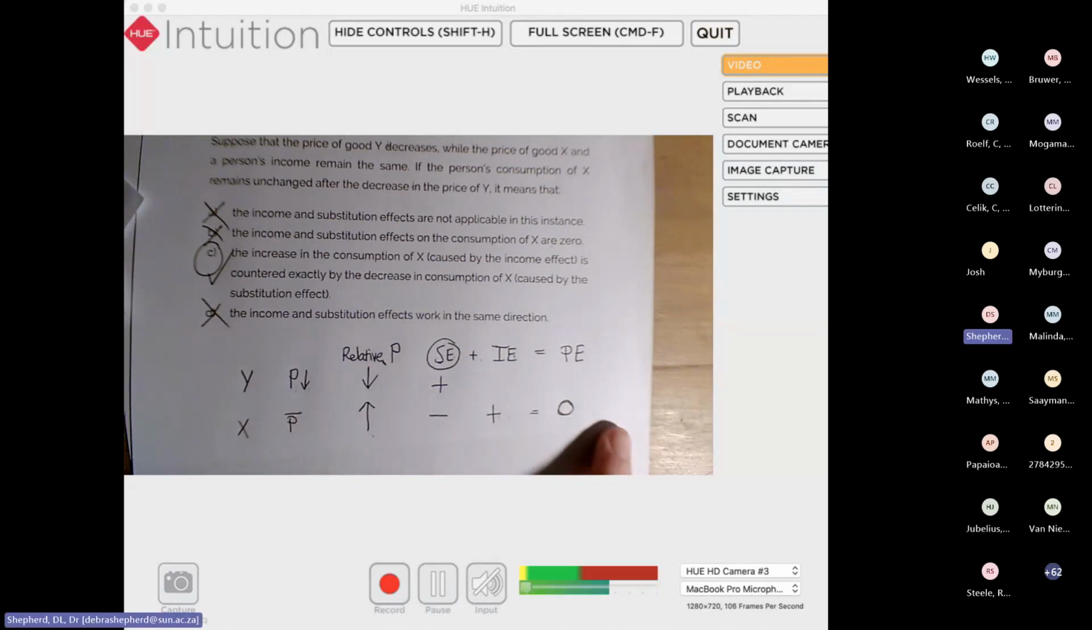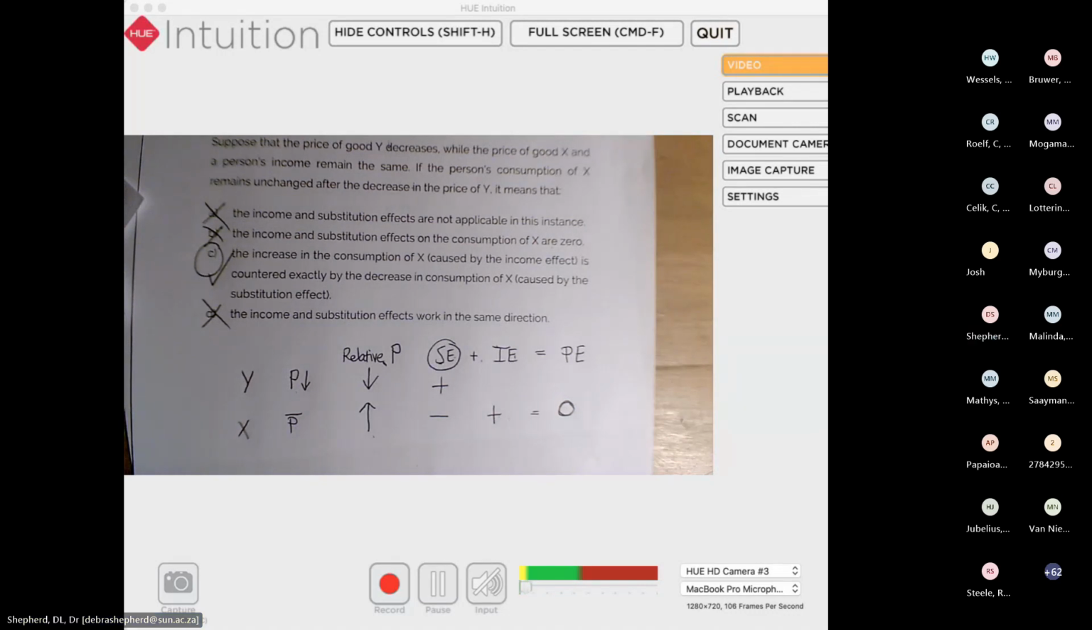Does this framework help you to decipher what goes on with an income and a substitution effect? This is how I like to approach it, but now I'm going to show you how it looks in a graph.